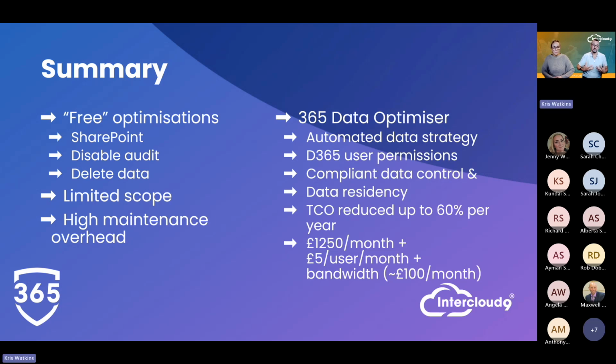We have designed the system to be compliant in the control of data and to ensure that each client retains ownership, so data residency box is ticked. And we, based on our models, calculate up to 60% reduction in TCO in something like year 10, which is broken down into a cost to own the data optimizer of these figures, approximately £12.50 a month, plus £5 a month per user, plus some bandwidth charges.